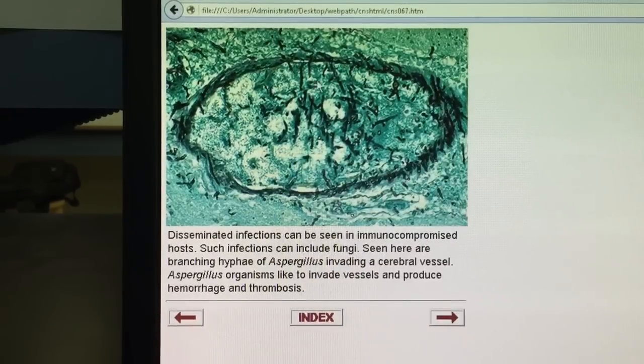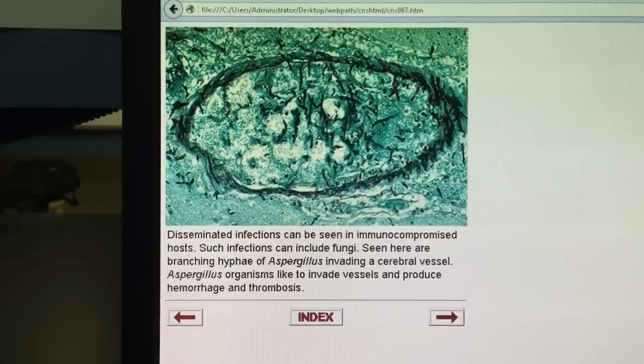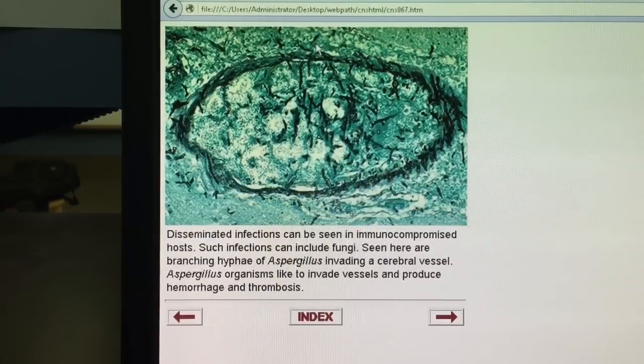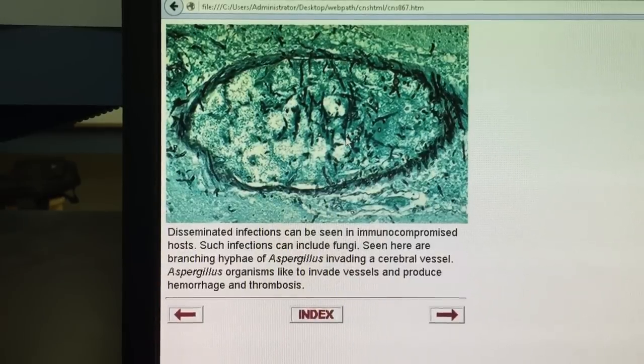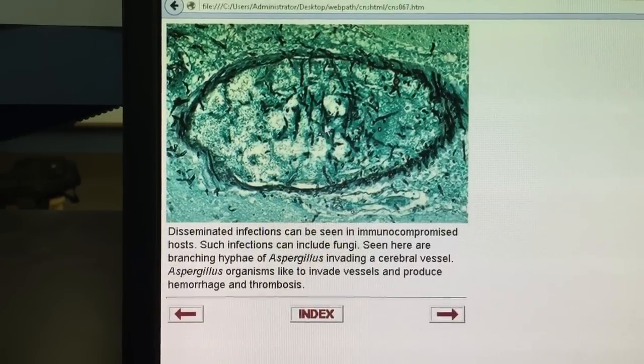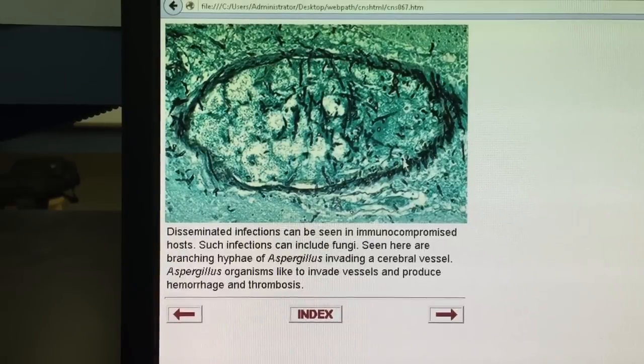This is the Aspergillus under the microscope. It has hyphae, and typically Aspergillus destroys the blood vessel wall, either to cause a hemorrhage or to cause a thrombosis. Okay?